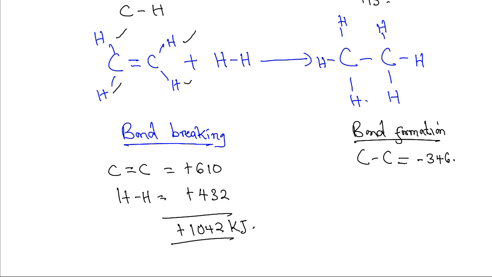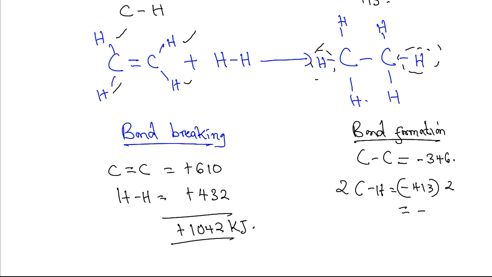Another bond that is formed is we have two new carbon hydrogen bonds that were not there in the reactant side. So that is two carbon hydrogen bond giving us negative 413 times 2. That gives negative 826 kilojoule.